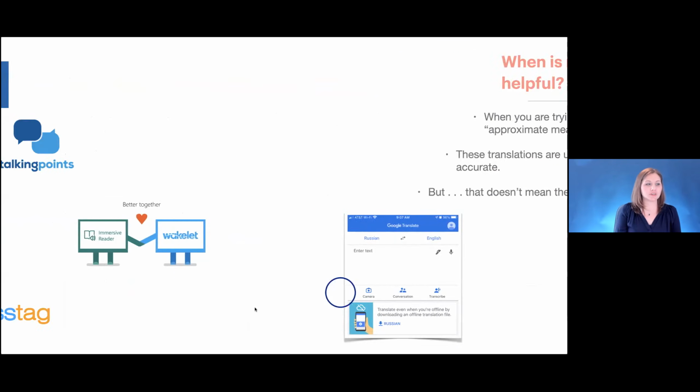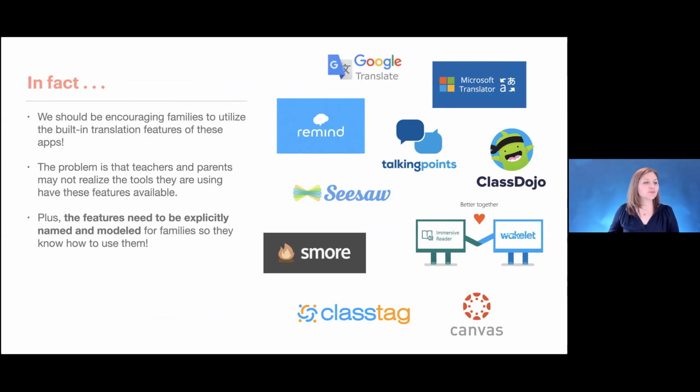So we know machine translation is useful. And so in fact, we want to encourage families to utilize these built-in translation features. They can be very helpful, even if imperfect. And so the problem that we find is that a lot of times teachers and parents don't realize that these tools have these features available, or they have so many that it's hard to keep track of what is what. And so we really need to be explicitly naming and modeling for families these translation features within these educational apps so that they know how to use them.